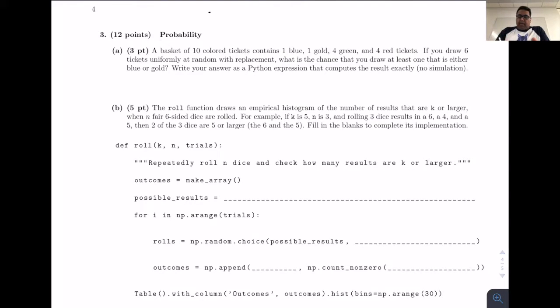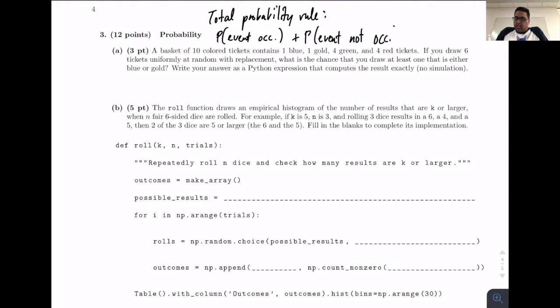So one thing we know by the total probability rule is that the probability of an event occurring plus the probability of the event not occurring is equal to 1. A basic example: the probability of the sun rising tomorrow plus the probability of the sun not rising tomorrow is equal to 1. While one of those options may be way more likely, the sum of all possible outcomes in that consideration is 1.